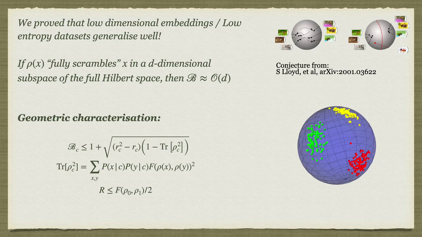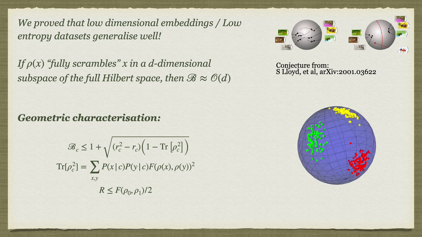As another application of our theory, we can formally prove some intuitive results, for instance that low-dimensional embeddings and low-entropy datasets generalize well. More precisely, for good generalization, the embedding Hilbert space does not necessarily have to be small, but the most important point is that rho of X should scramble the information in X in a small subspace of the full Hilbert space. This is kind of intuitive, and it was also conjectured in this paper by Lloyd and others, though a formal proof was lacking to the best of my knowledge.